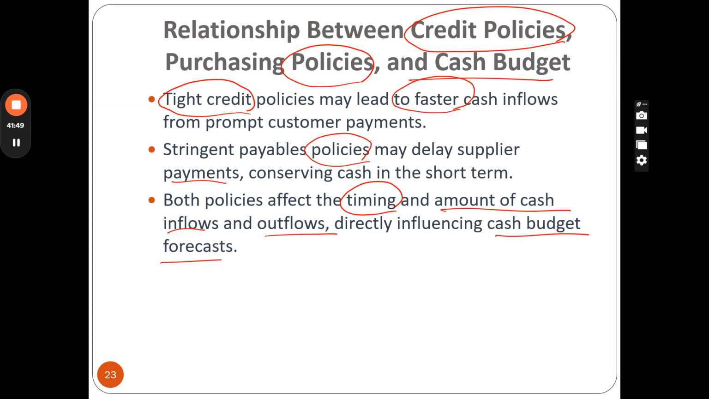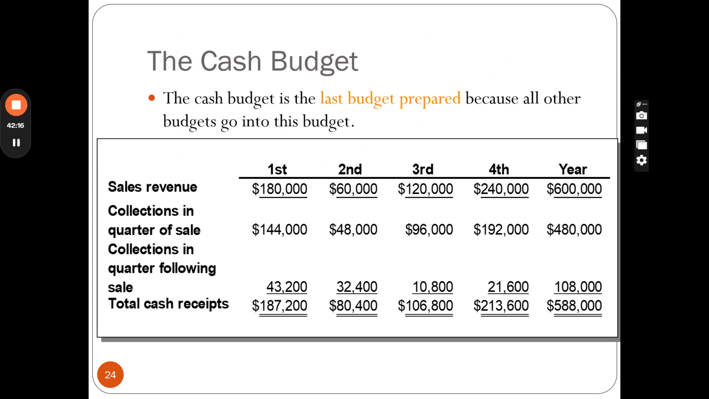So are you relaxed with your customers? Then customer will pay slowly. Or are you keeping a tight credit policy? If the sale is going to be above, say, $10,000, if they don't pay, you are going to stop sale. So they have to pay first, then take the goods. So this is how you will prepare a cash budget.